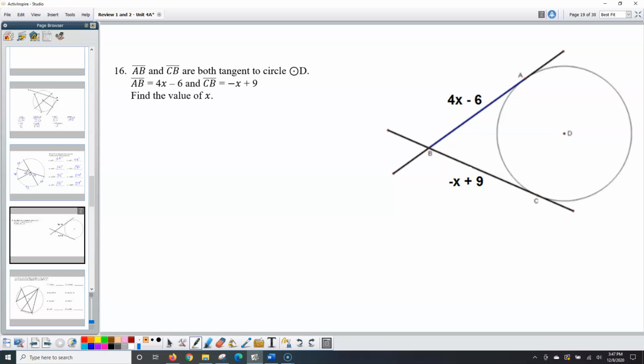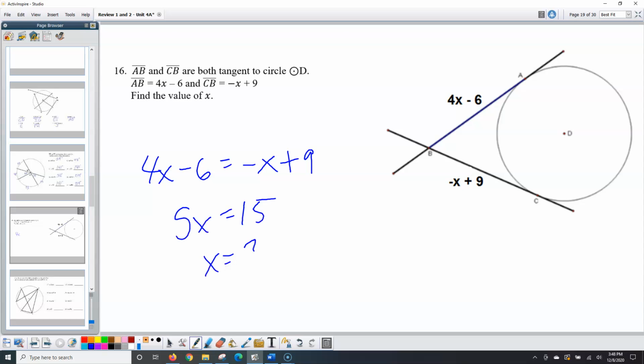Same kind of deal right here as the first review. We got 2 intersecting tangent lines, and those segments between the circle and that point of intersection out there, point B, they will be equal. So I've got 4x minus 6 equals negative x plus 9. Add the x over, you get 5x. Add the 6 over, you get 15. X equals 3.